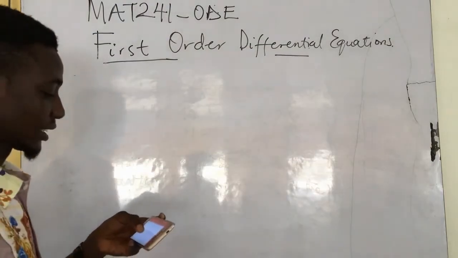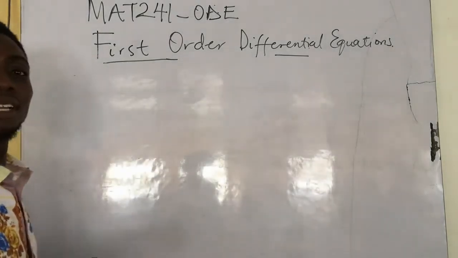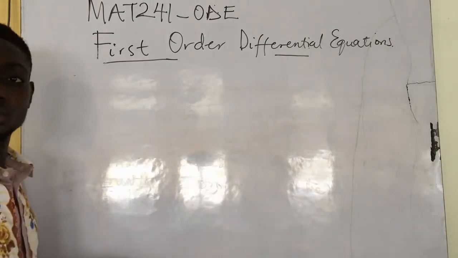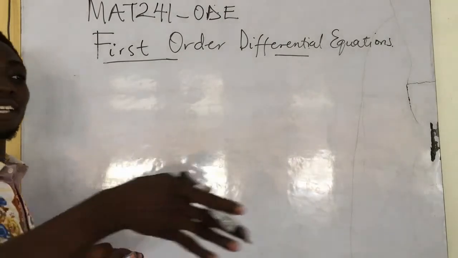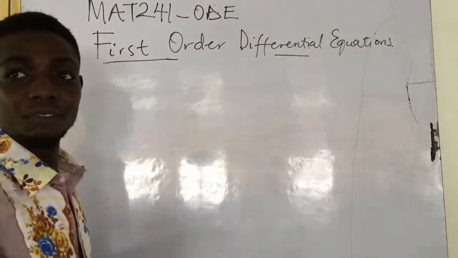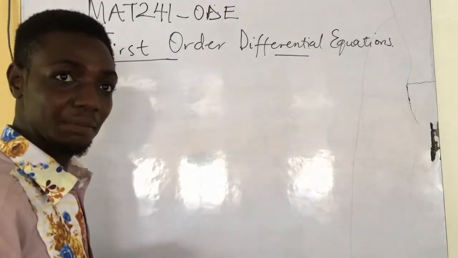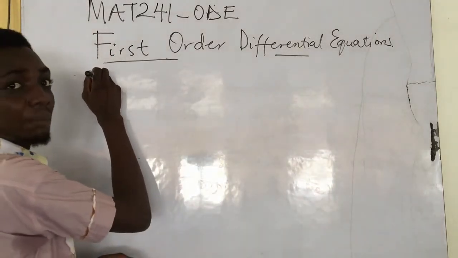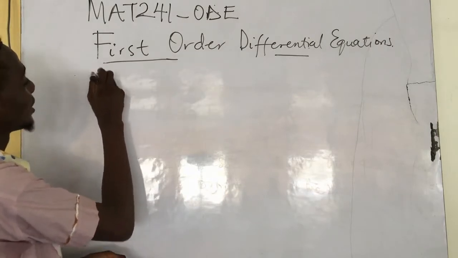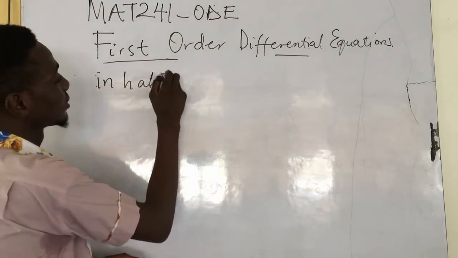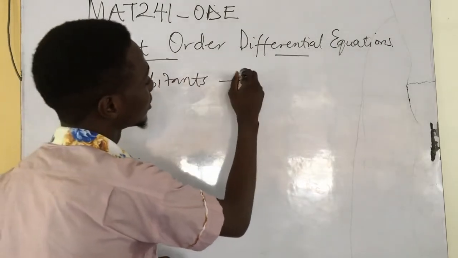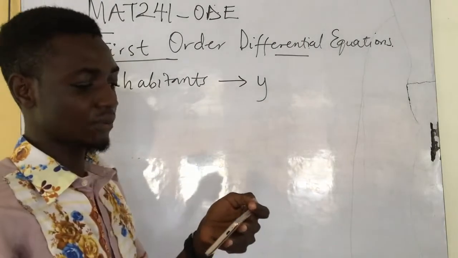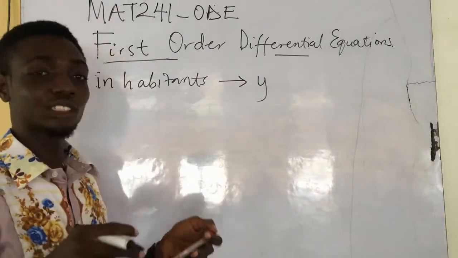The first statement is that the rate of growth is directly proportional to the number of inhabitants. What is the rate of growth? The rate of growth is the increase in number of inhabitants per time. If we denote the number of inhabitants by y, then the rate of growth is proportional to the number of inhabitants.